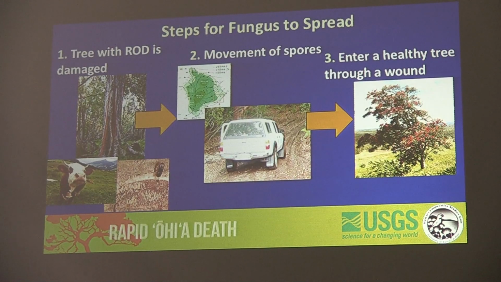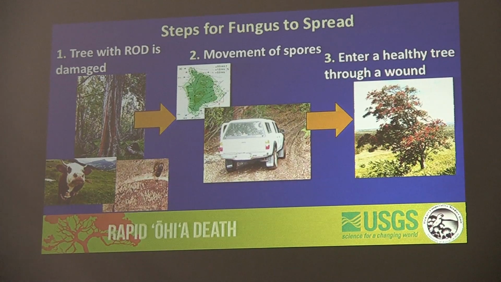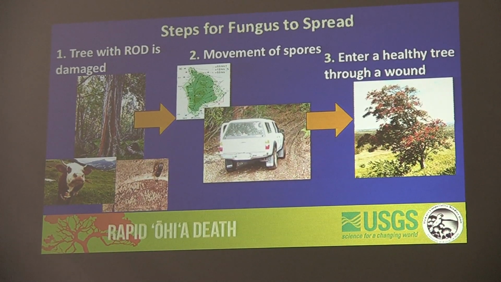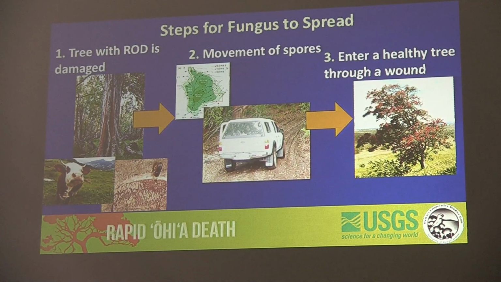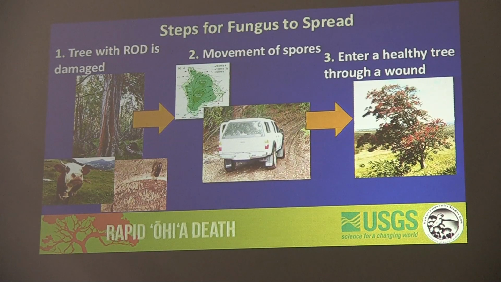So I broke down the steps for the fungus to spread into 3 easy things. First thing, a tree with ROD must be damaged. The second thing, there has to be some kind of transportation of the spores. And the third step, the fungus must enter a healthy tree through a wound.